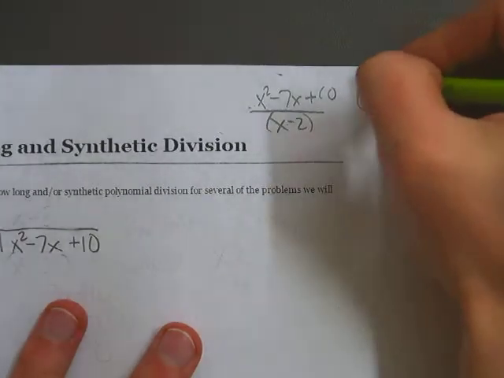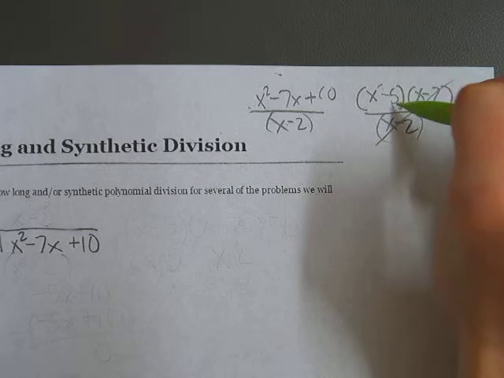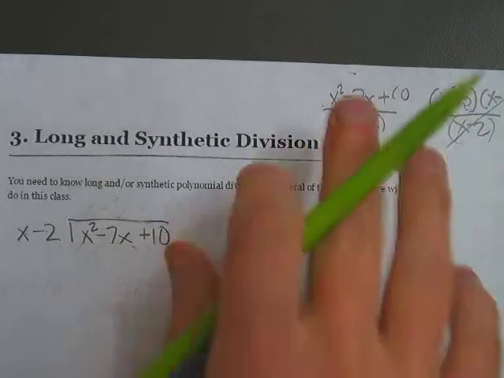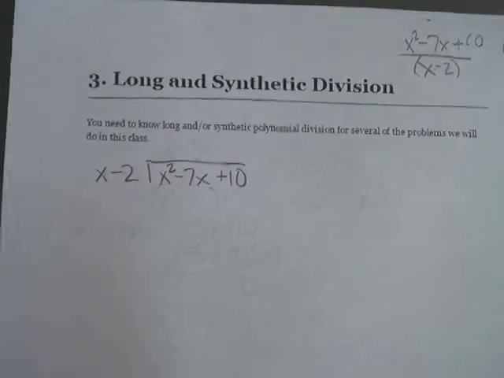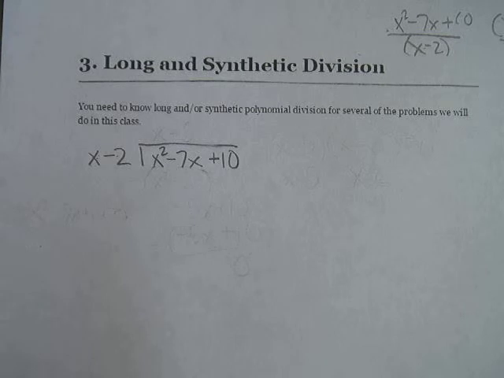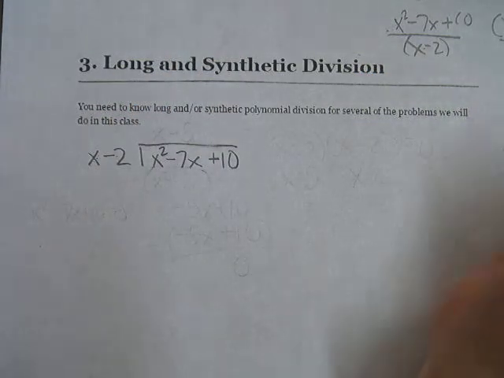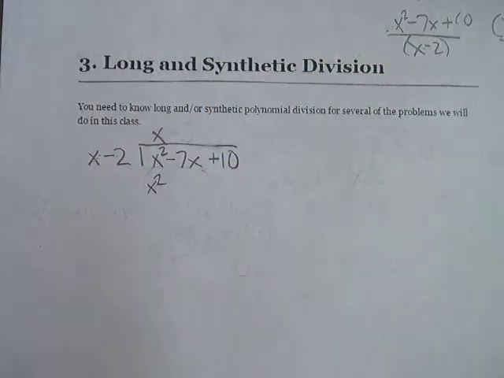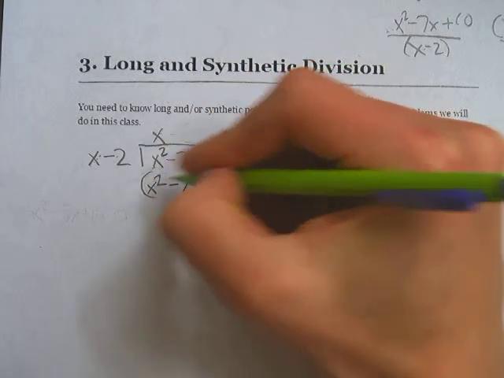Or just know that x minus 5 is the other term, or whatever application I'm doing with this, I can figure it out. But I know that this is going to be my answer when I divide x minus 2 into this x squared minus 7x plus 10. So, let's do it the long division way first. For the long division way, we say what times x equals x squared? Well, it's x. So x times x will be x squared. And then x times negative 2 will be negative 2x, and we're subtracting this stuff.